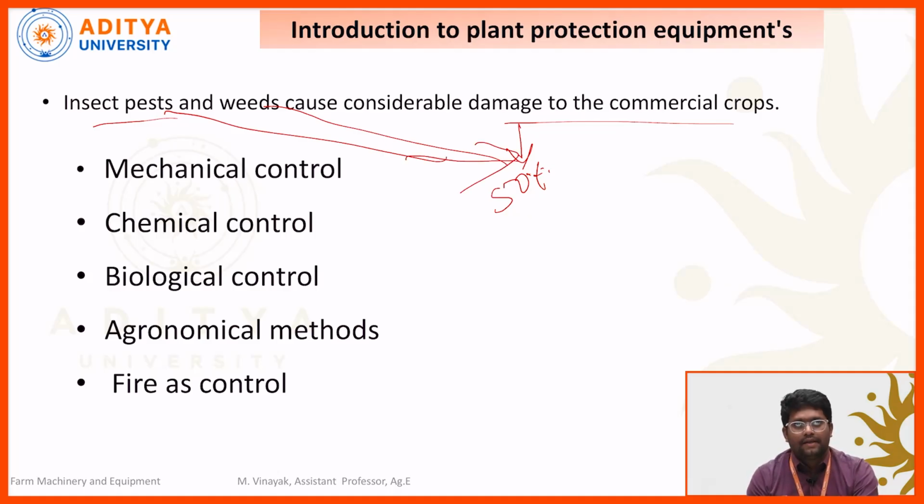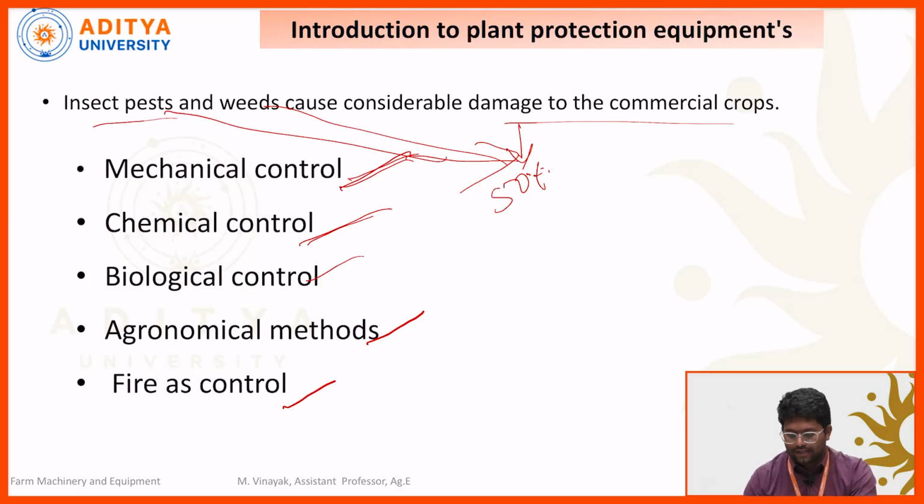This can be reduced by using mechanical weed control, chemical control, biological control, agronomical control and fire as a control. These are the different methods to control pests and weeds in commercial crops. Mechanical weed control is nothing but practicing tillage operations to control the weeds.